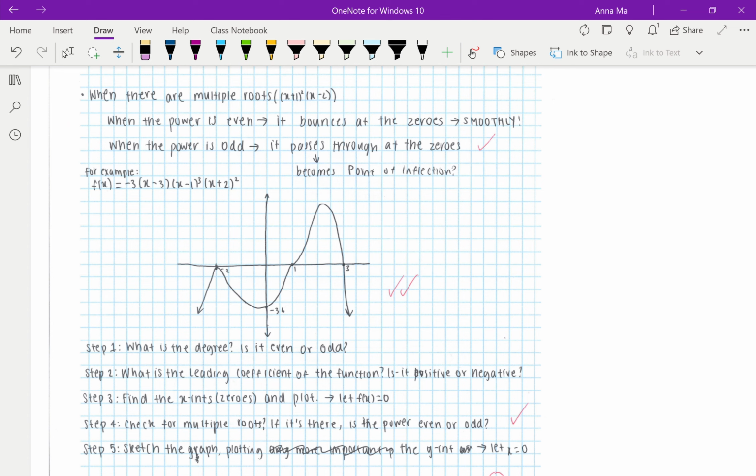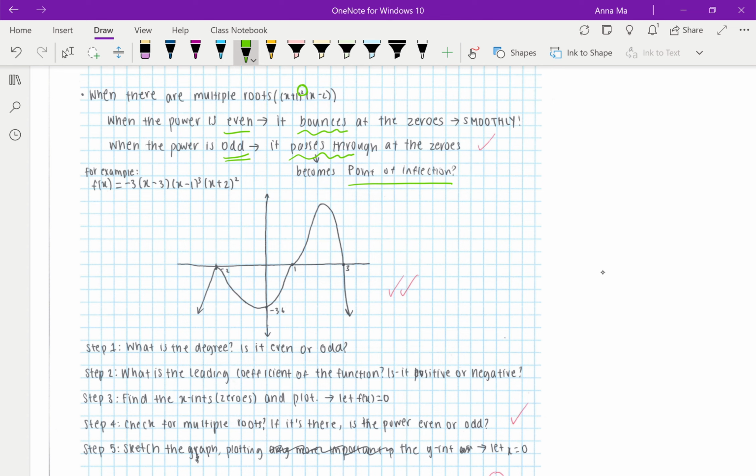She wrote, when there are multiple roots, for example, if there are powers on the brackets of a factorized expression, you need to check whether this power is even or odd. So she wrote, when the power is even, it bounces at the zeros smoothly. If you look at the diagram, it would be zeros like that. It bounces and curves back.